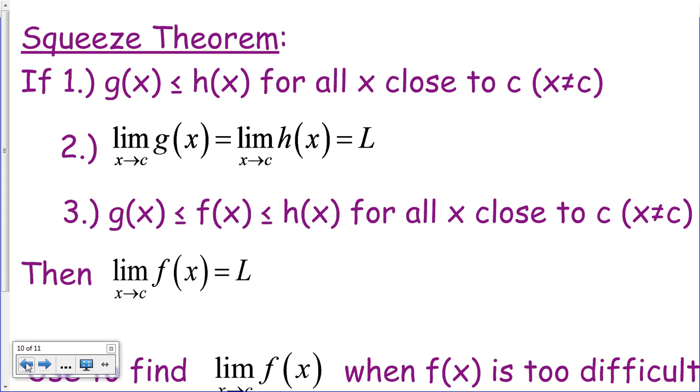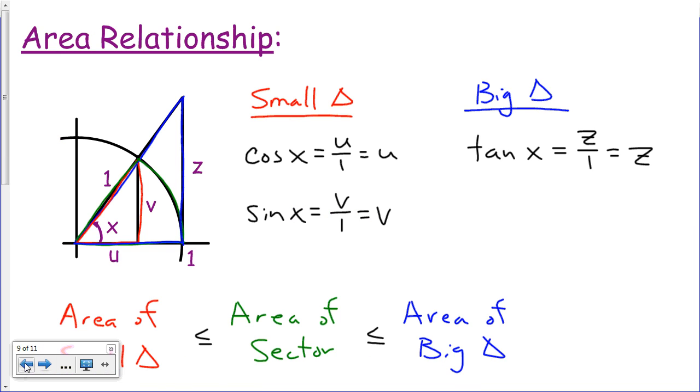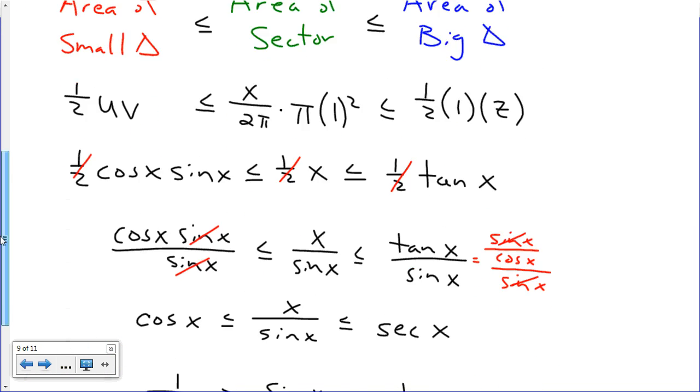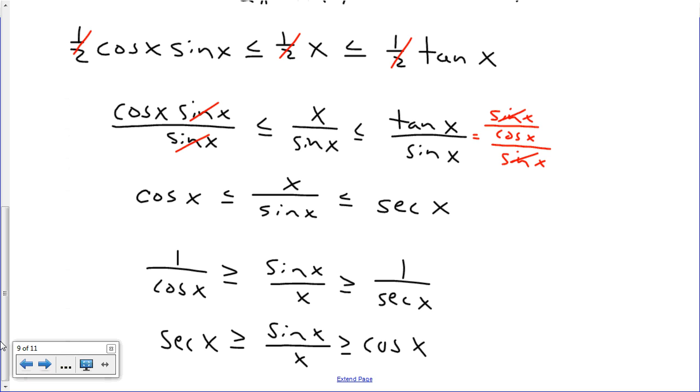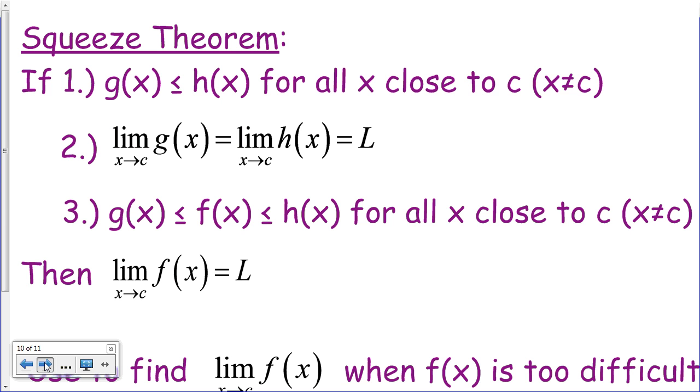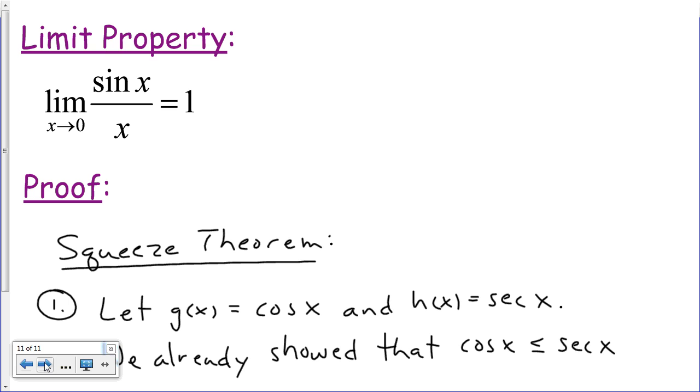And again, just to jump back to what we did with this area relationship, if I get rid of what's in the middle here, I've already shown that cosine of x is less than or equal to secant of x. I don't need to go through that whole thing again, but if I wanted to, I'd go through those exact same steps that I just did.